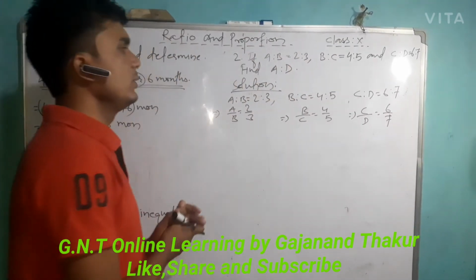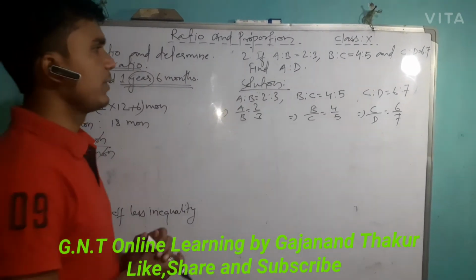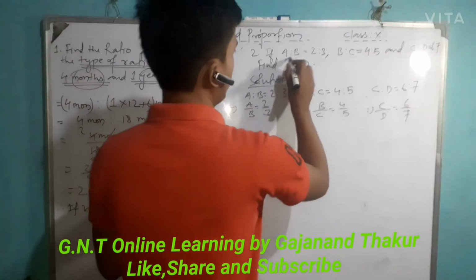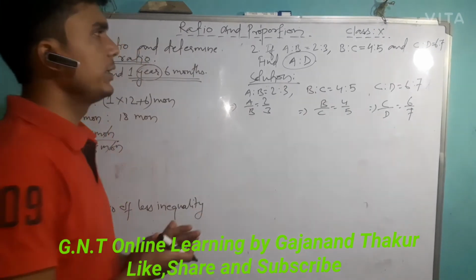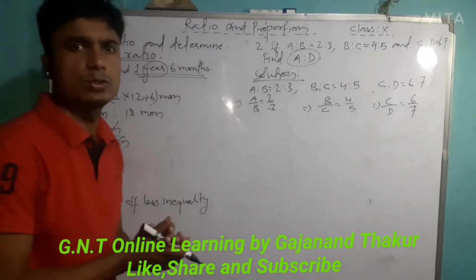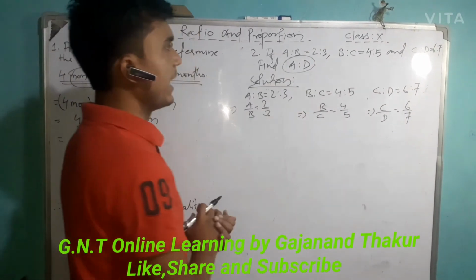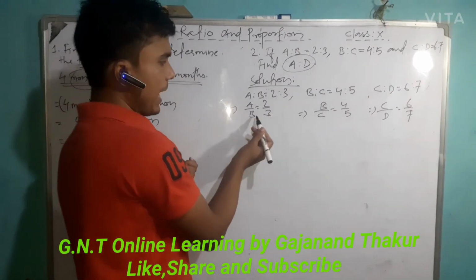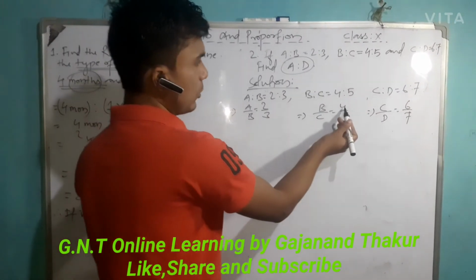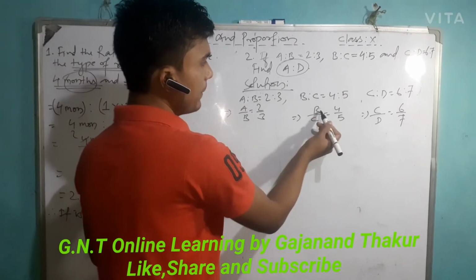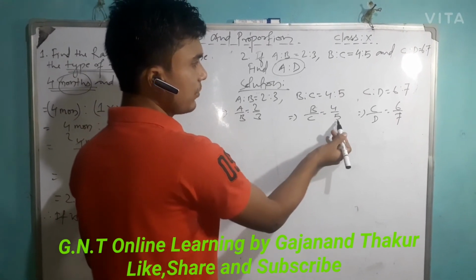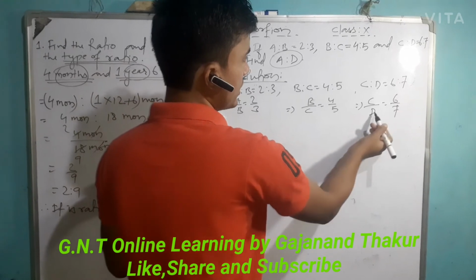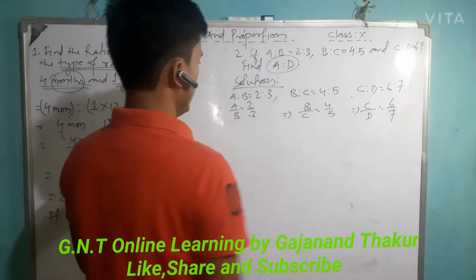So this is what we got here, right? We are asked to find the ratio of A is to D. We need to find the value of A is to D. Before we start, let's see: the A value is 2 and the B value is 3. The B value here is 4 and the C value is 5. The C value here is 6 and the D value here is 7.